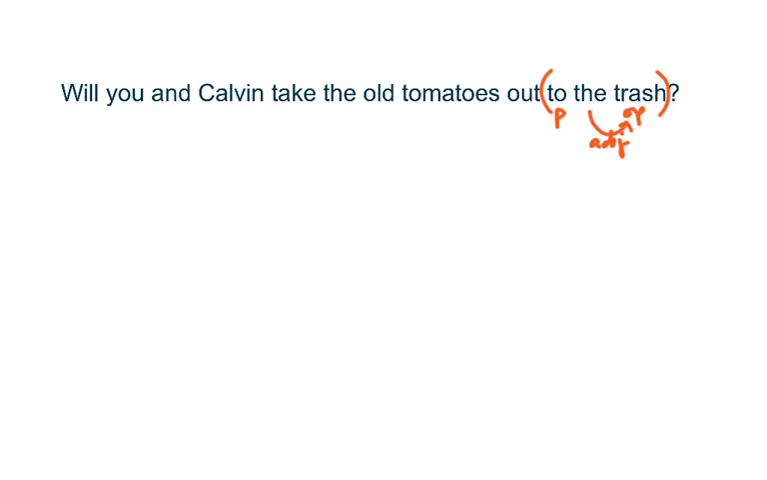Do we have any conjunctions? We do, and. So will you and Calvin will take. So what is our subject? It's about you and Calvin. Compound subject. What are you and Calvin doing? Will take. So this is a helping verb. We can mark it if we want. Take is an action verb. So we have a PV.